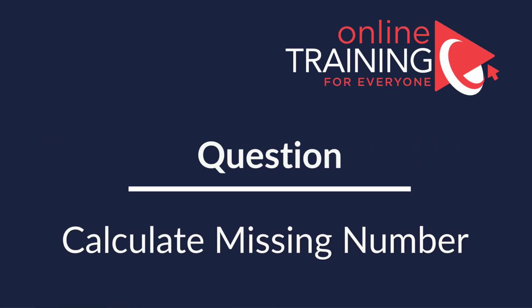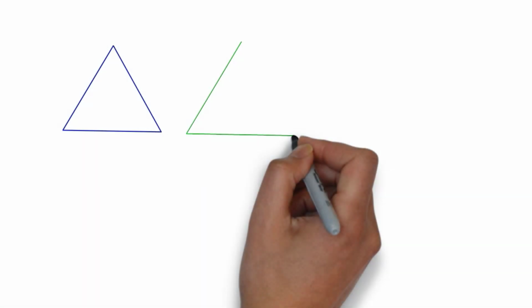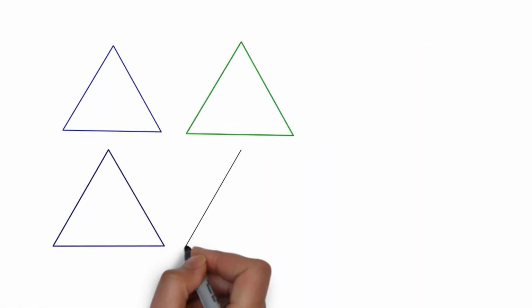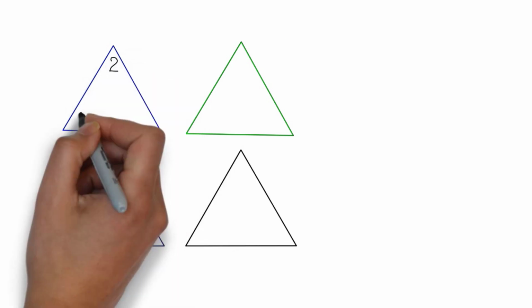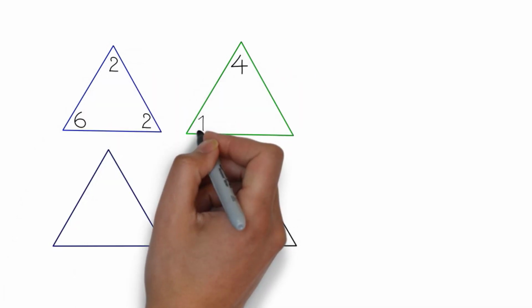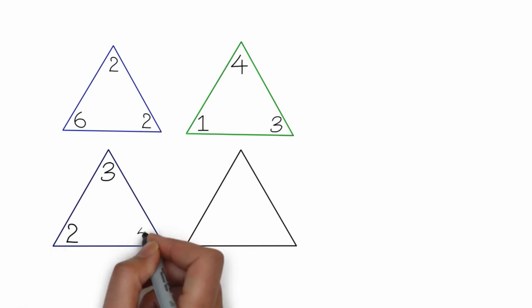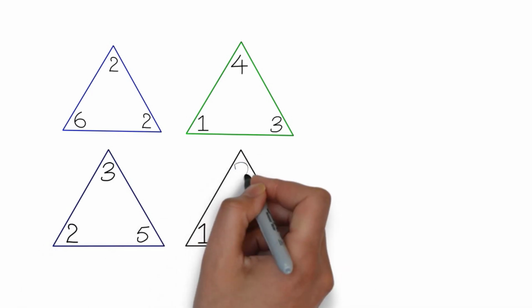Here's another puzzling question you might find difficult to solve. You're presented with 4 triangles. Each triangle has a number in the corner. And you need to calculate one of the missing numbers in the upper corner of the black triangle.